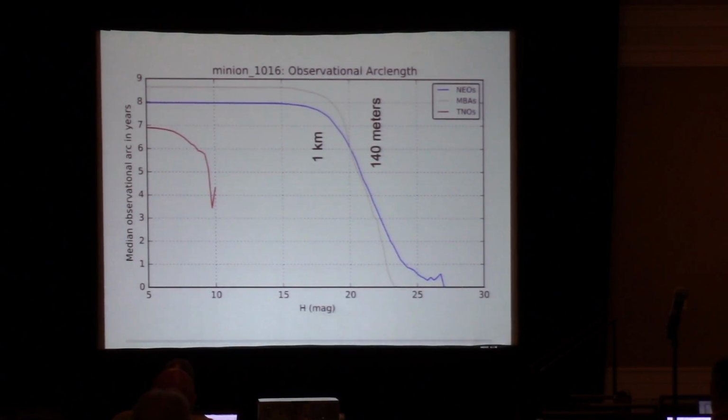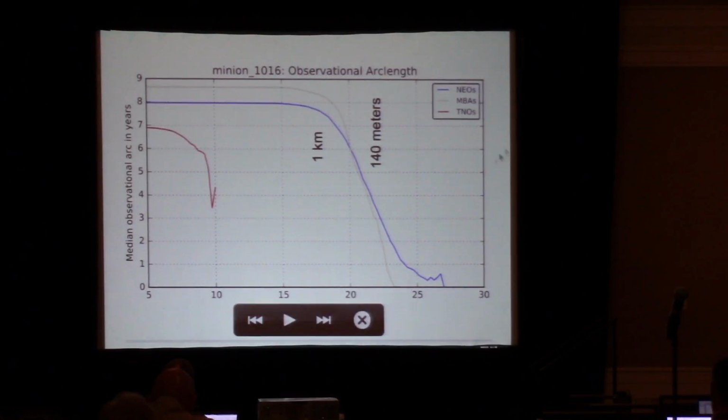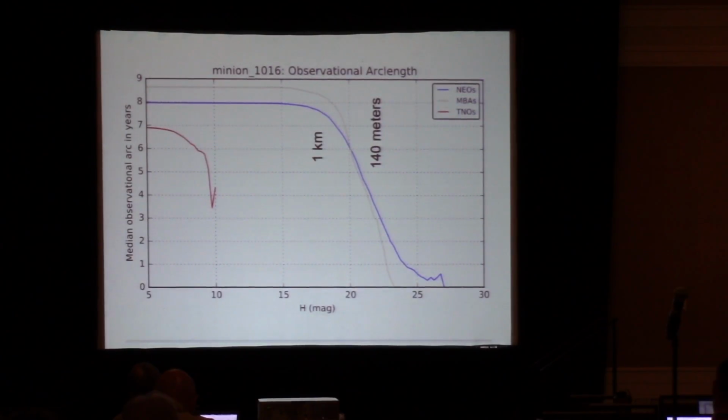Here's another one I want to show you. On the bottom axis is a unit that I don't want to explain, but let me call your attention: it's basically size. Here's 140 meters, and here's 1 kilometer. So big objects are over here on the left and small objects are over here on the right. The vertical axis is the median observational arc in years, which is the amount of time between the first time LSST saw that object and the last time LSST saw that object. Basically, the longer the arc, the better you know the orbit. So the top of this plot means I know that orbit really well, and the bottom of the plot means I don't know the orbit very well.